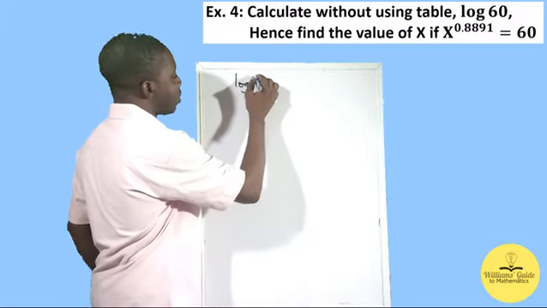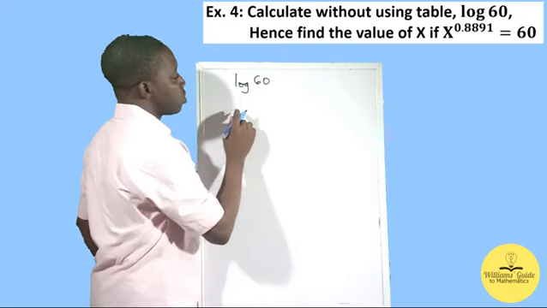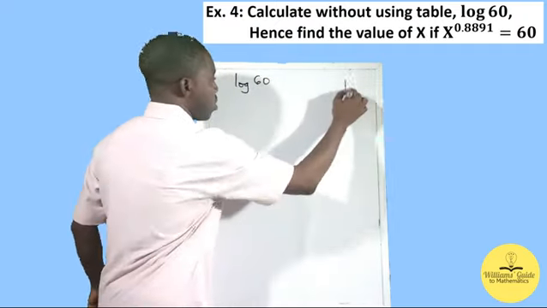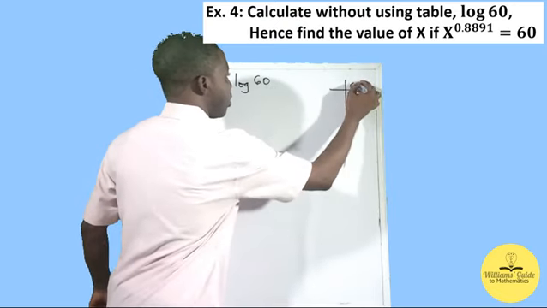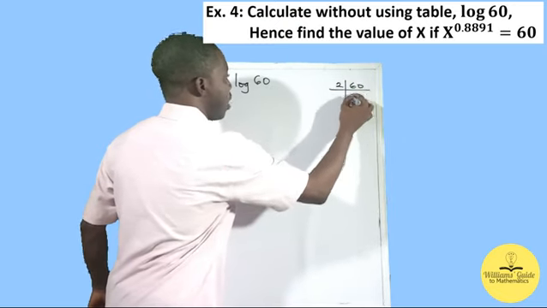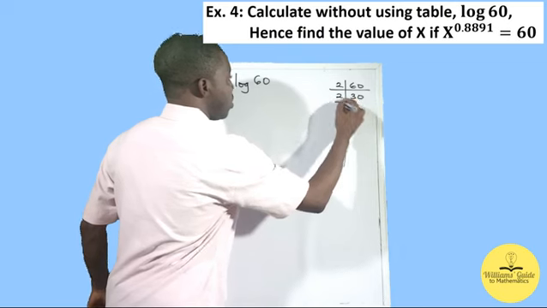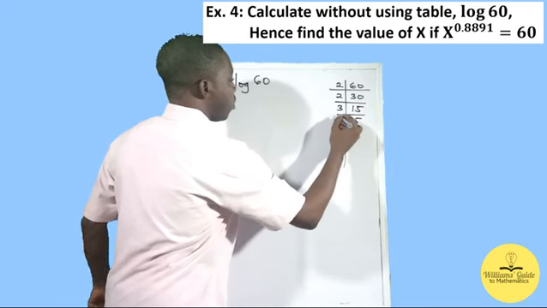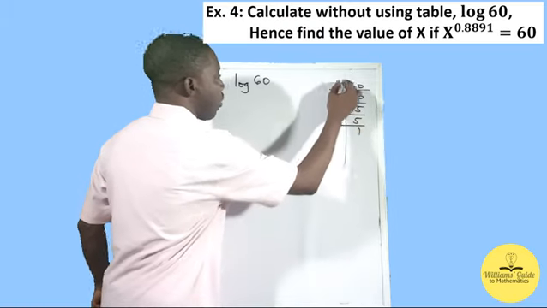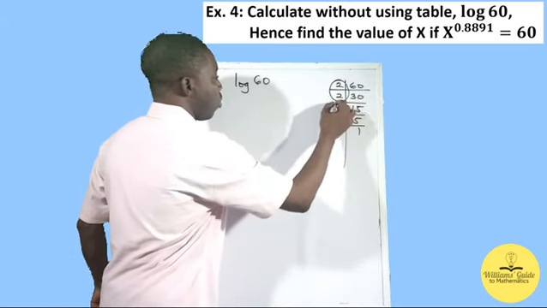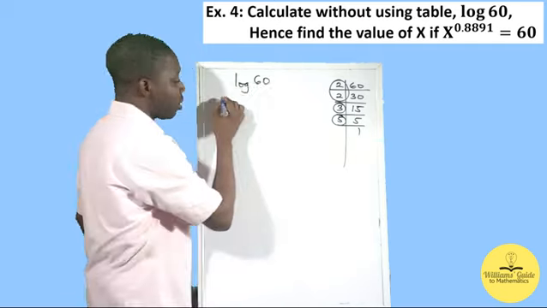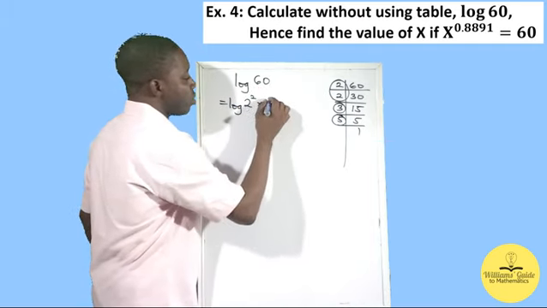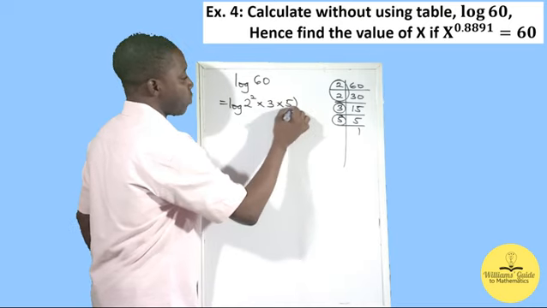Let us take another example to get log 60. Let us get the prime factors of 60. Start by dividing 60 by 2, we get 30. 2 in 30 is 15. 3 in 15 is 5. 5 in 5 is 1. So we have 2 twice, and we have one 3 and one 5. So I can take log 60 to be log of 2 raised to power 2 times 3 times 5.